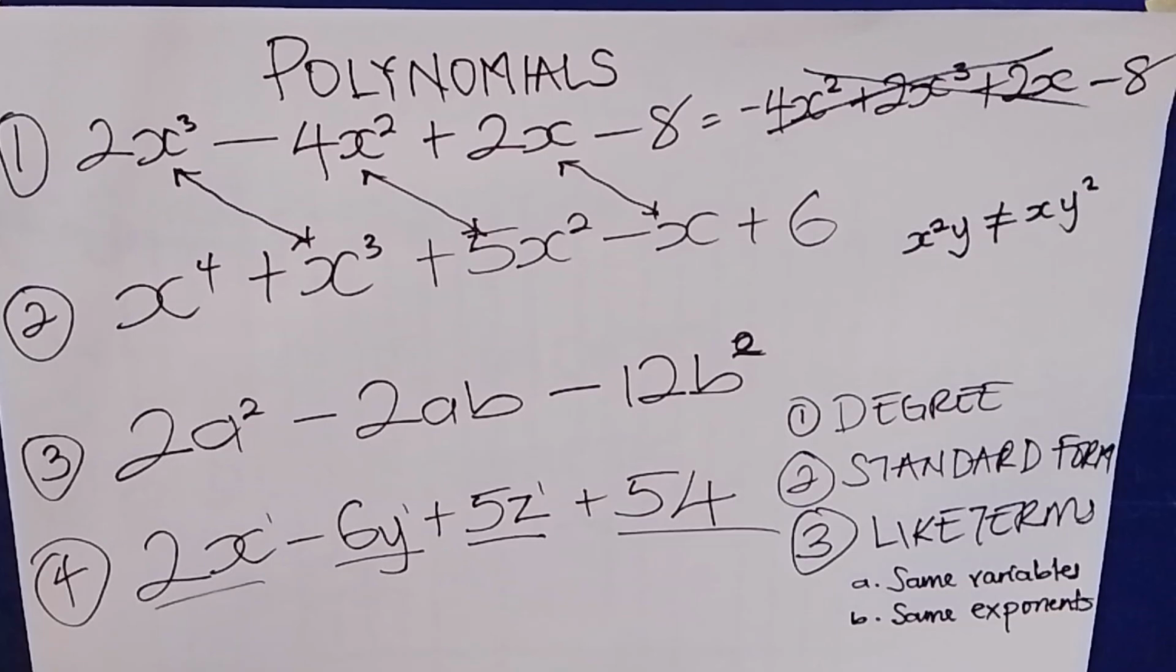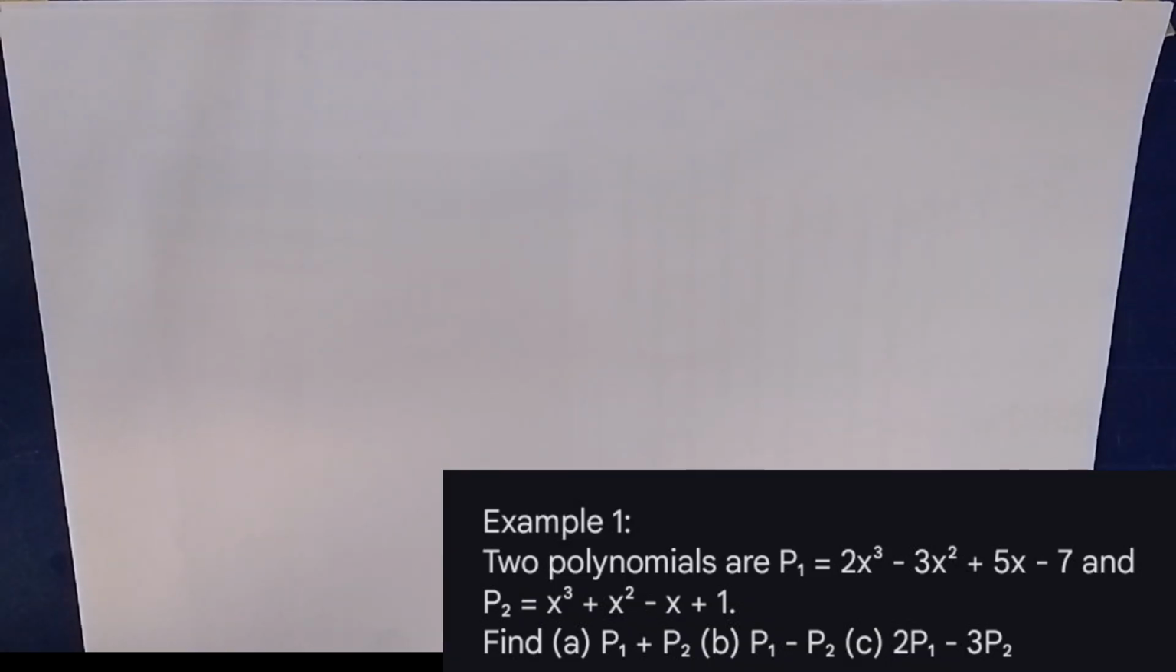So that is that. And now let's solve one example under the addition and subtraction of polynomials. You have the question presented there, and you're given P1 and P2. And we have to find, first of all, P1 plus P2. Secondly, we have to find P1 minus P2. And finally, we have to find 2P1 minus 3P2. Now, let's get into that.